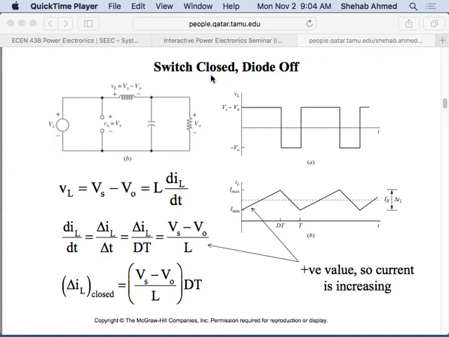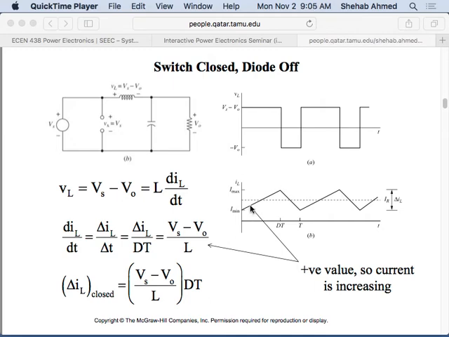This period is when the switch is closed. What happens when the switch is closed? When the switch is closed, we said that the voltage here is equal to the input voltage, and then the inductor voltage is the AC component of that, right? So this is the inductor voltage. The inductor current is the integral of this flat value. The integral of a flat value is this ramp, right?